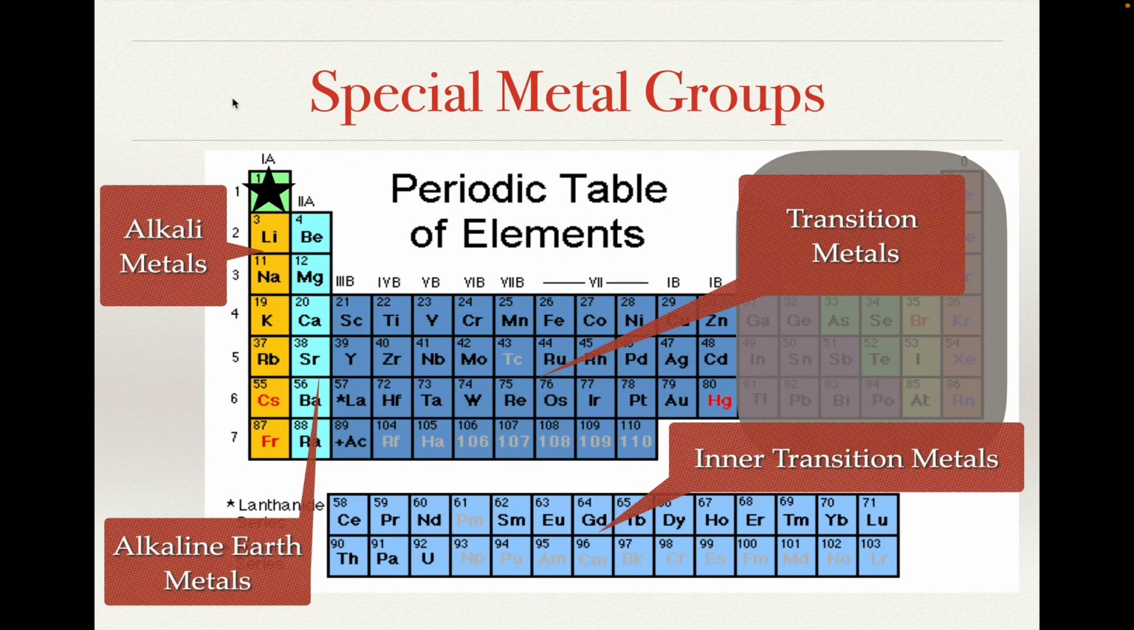Now, we have four different special metal groups. We have the alkali metals, the alkaline earth metals, the transition metals, and the inner transition metals. We're going to talk about each one of these groups independently, but not for this video lesson. So we're going to stop here.